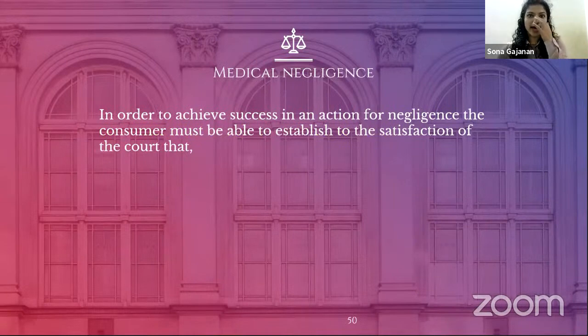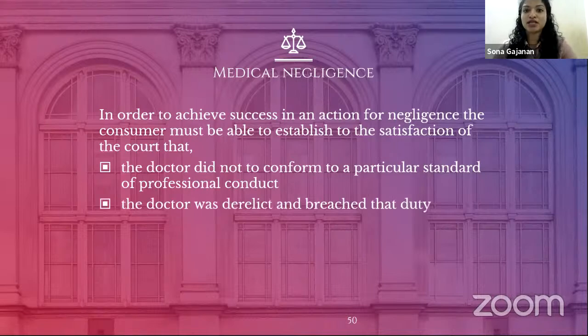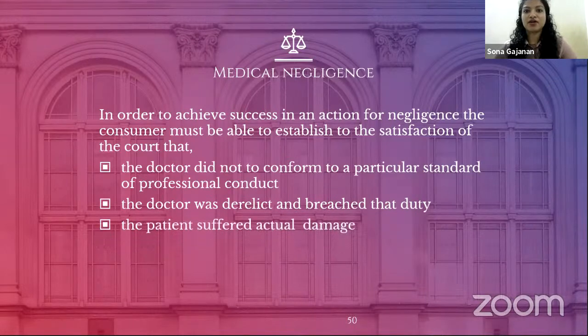How do you know there has been a medical negligence? Basically, four elements have to be proved. One is duty, that is, a doctor owed a certain duty that conforms to a particular standard of professional conduct. This is called duty. Second, the doctor was derelict and breached that duty. This is called breach. Third, the patient suffered actual damages, called damages.